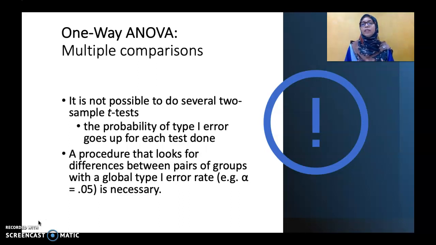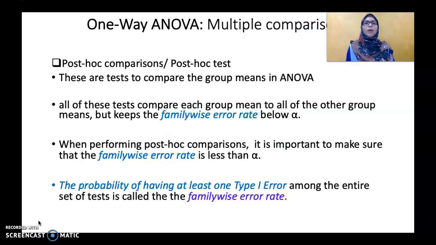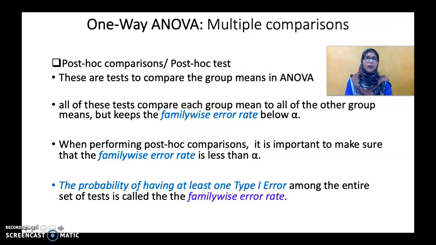So it is not possible to do several two-sample t-tests. The probability of type 1 error goes up for each test done. So a procedure that looks for differences between pairs of groups with a global type 1 error rate, for example alpha of 0.05, is necessary. So one-way ANOVA using a multiple comparison. What is one-way ANOVA by using a multiple comparison?